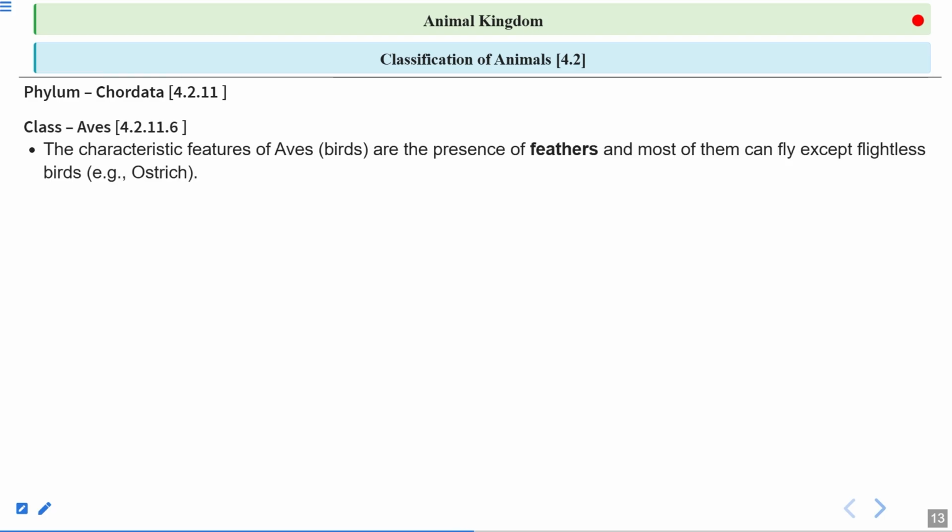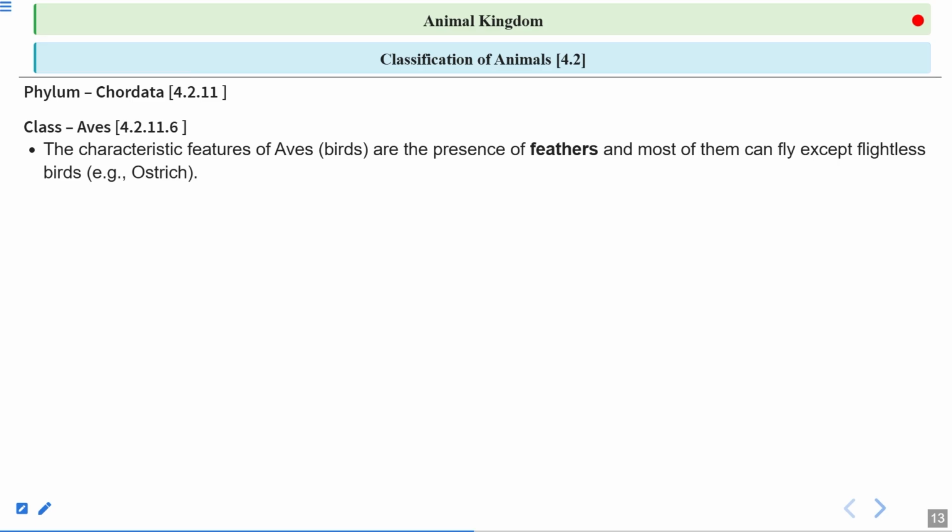Now we will talk about our next class of the chordates, that is the aves. The characteristic feature of aves, birds, is the presence of feathers, and most of them can fly except the flightless birds. So we have two types of birds. Okay? The birds that can fly, and there are some birds that are flightless. That is, they cannot fly, like ostrich. Ostrich is a flightless bird. Kiwi is again a flightless bird, right?